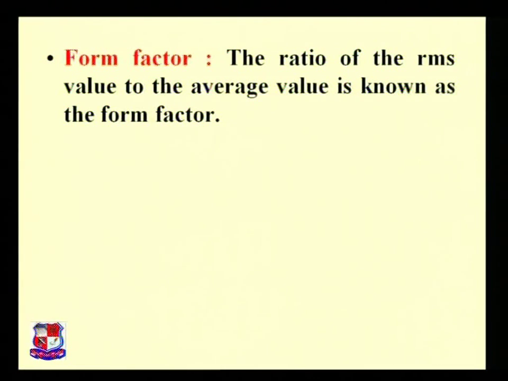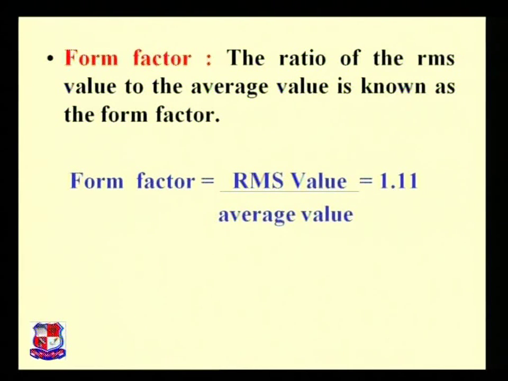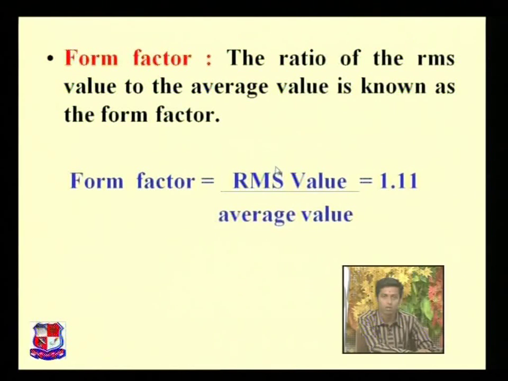Form factor. The ratio of RMS value to the average value is known as form factor. In simple equation form, we can write form factor equal to RMS value upon average value equal to 1.11. Because the value of RMS is fixed and the value of average is fixed, by taking the ratio of RMS value and average value, we get 1.11. It is a fixed value of the form factor.